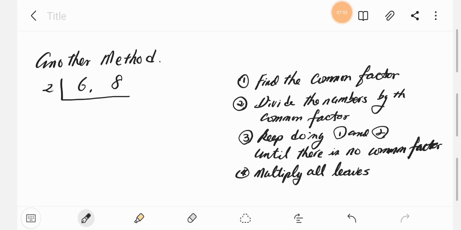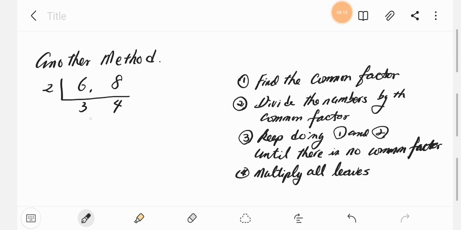So 6 over 2 is 3, right? Or 2 times 3 is 6. Okay, 4, 8. Now 2 times what is 8? 4, right? 2 times 4 is 8, or 8 divided by 2 is 4. And then we have 3 and 4. There's no common factor between 3 and 4. So we are done for this.